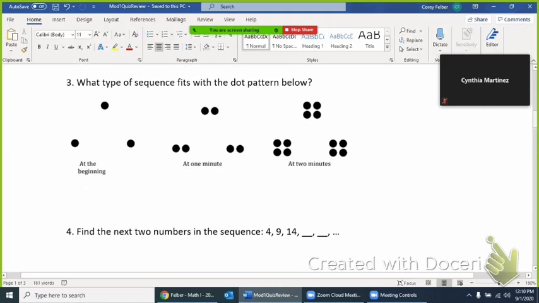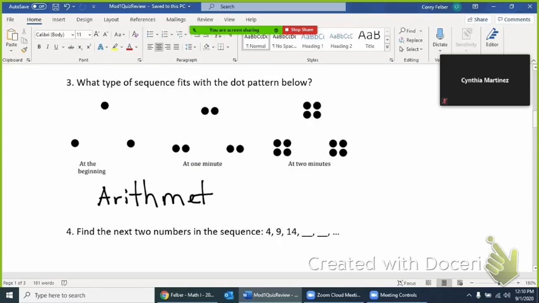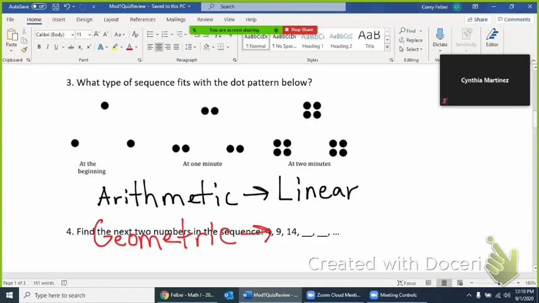When we get to number 3, it says, now what type of sequence fits with the dot pattern below? Sequences, I kind of messed up. I didn't really teach you this. I kind of taught it to you last time. I'm just going to write this up here to remind you. An arithmetic sequence is the same thing as linear. And then the other one, a geometric sequence, was the exponential.